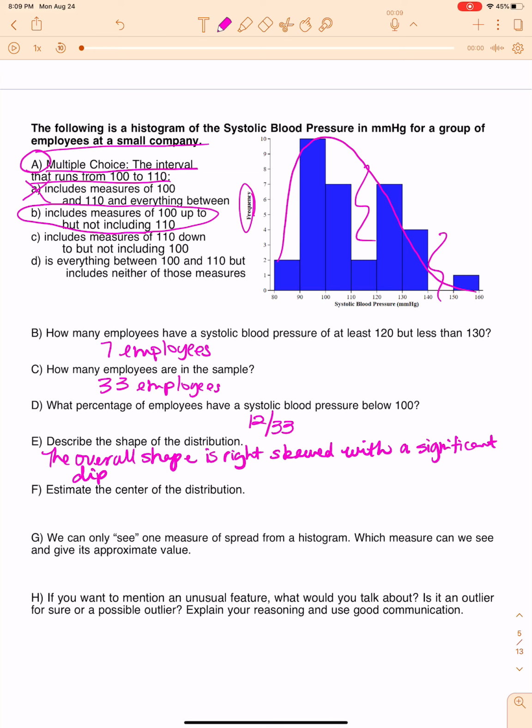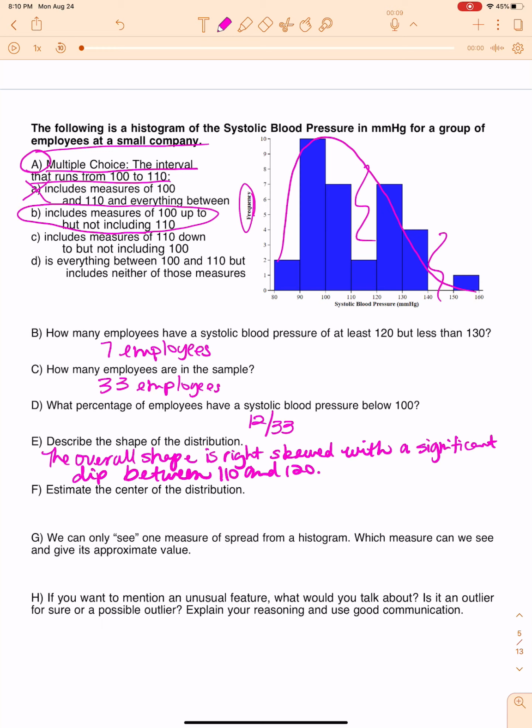The overall shape is right skewed with a significant dip between 110 and 120. That's what I would say. Now, could you say something like it's approximately not symmetric, bimodal? You could say something like that, okay? Anything that is obvious is okay.